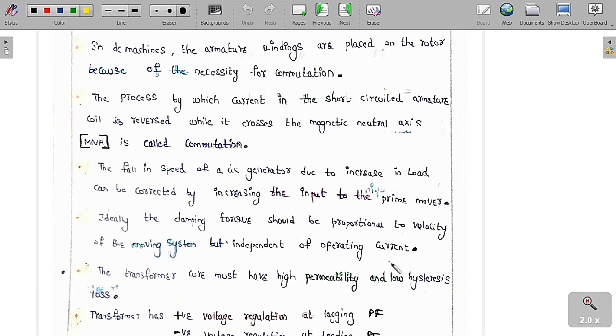So the damping torque should depend only on the velocity of the moving system, but be independent of the operating current. We can simply say that ideally the damping torque should be proportional to the velocity of the moving system, but independent of the operating current.